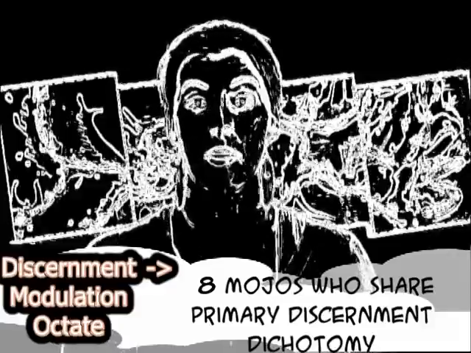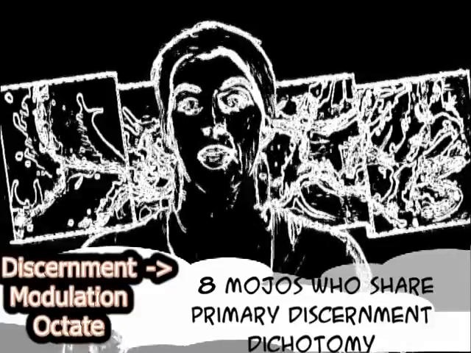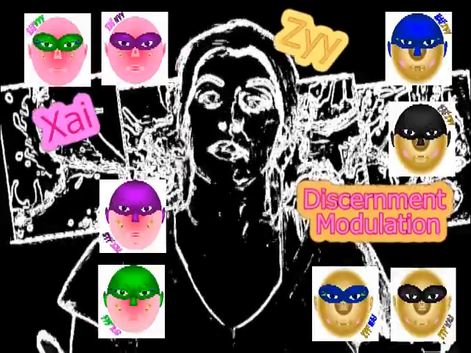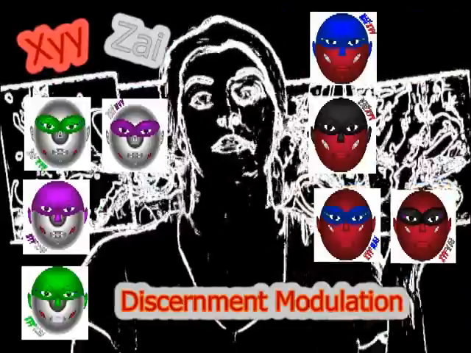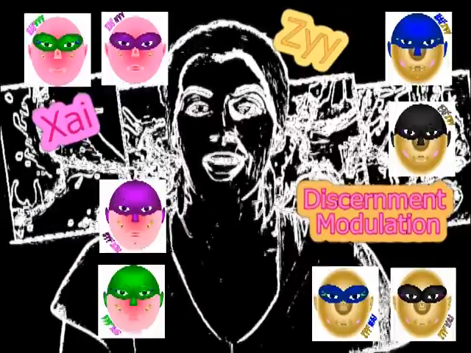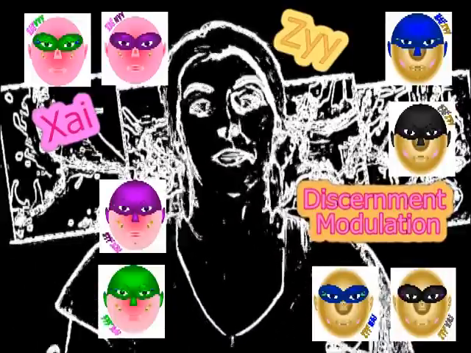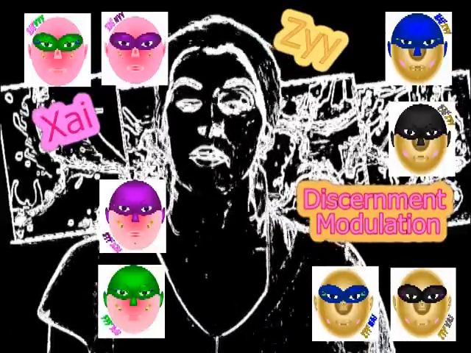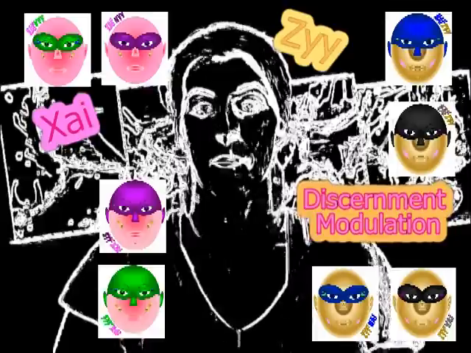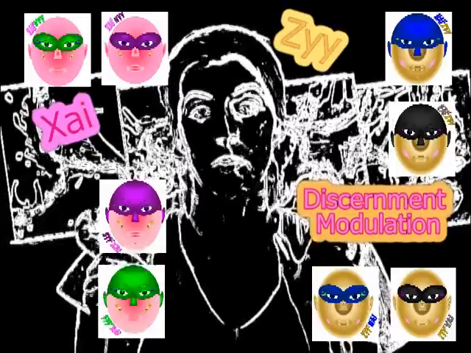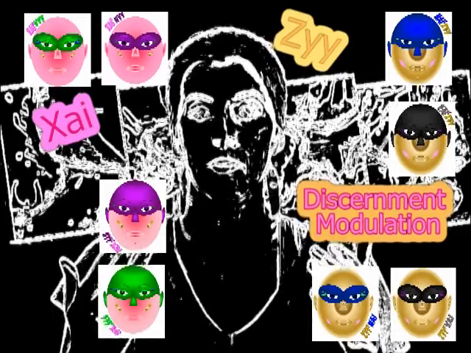Discernment modulation octets refer to the 8 mojos that have the same discernment counterbalance. It would be either the Z and the Jai or the Ji and the Zai. Having the same discernment modulation will impart some commonalities, also some differences, and will help you stretch yourself by understanding how that component, how that modulation works in different mojos.